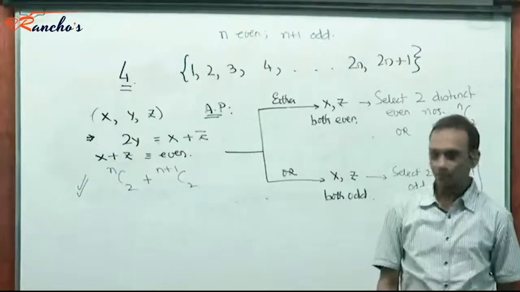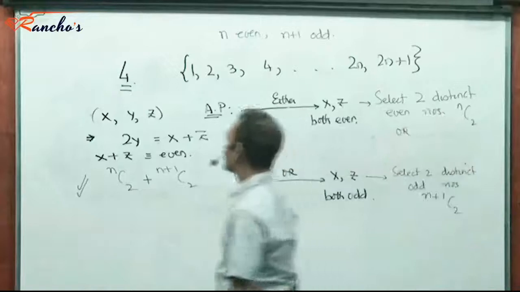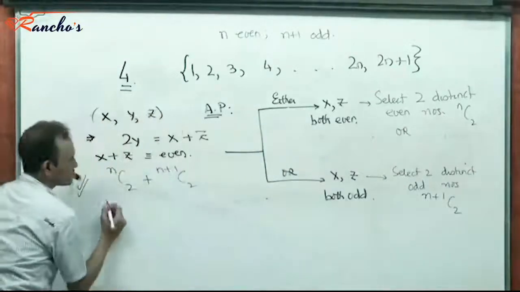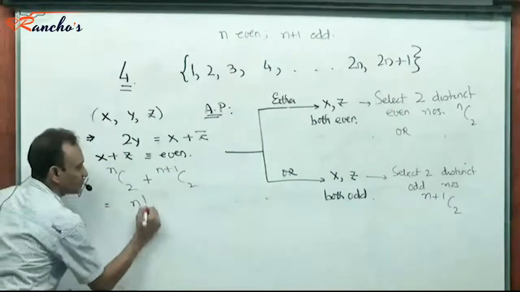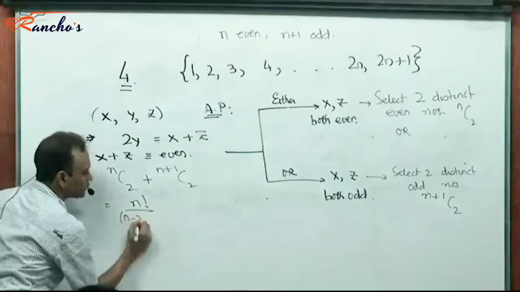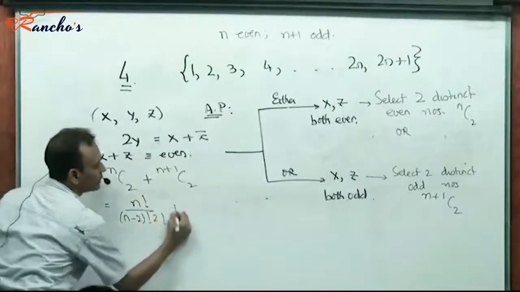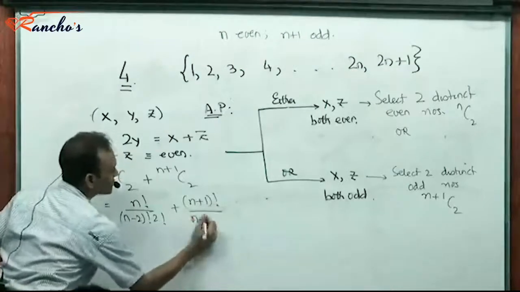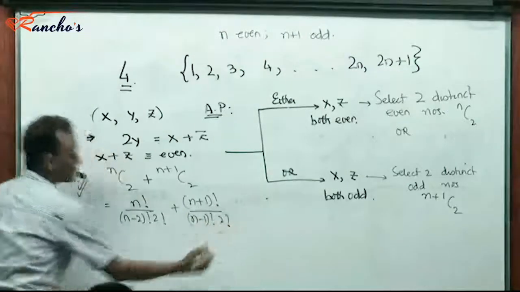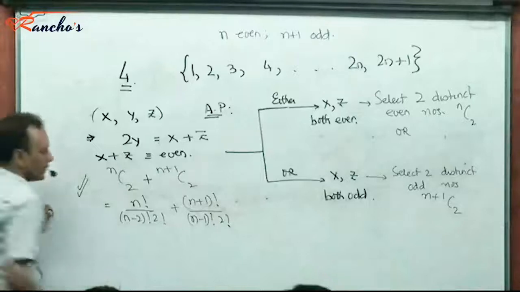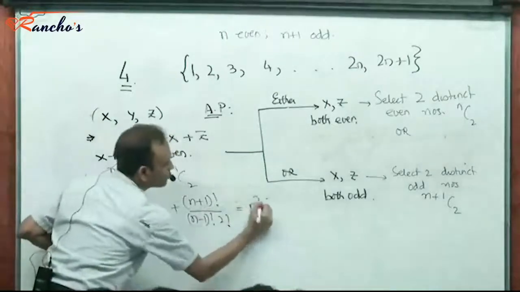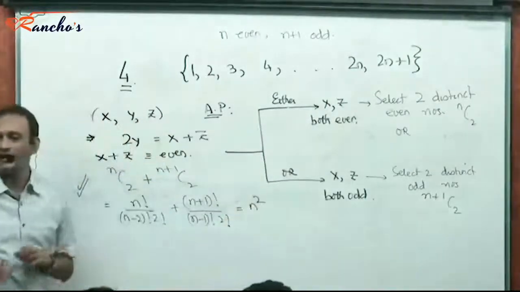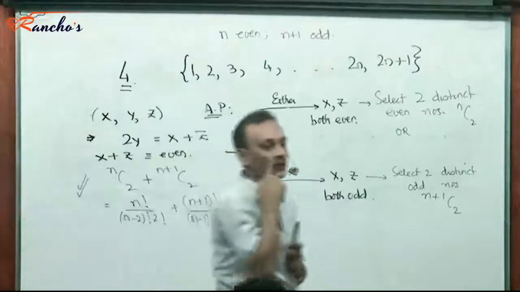Is that okay? And if you just simplify matters here, this would be n factorial by n minus 2 factorial by 2 factorial. This is n plus 1 factorial by n minus 1 factorial by 2 factorial. If you simplify matters, it will turn out to be n squared.